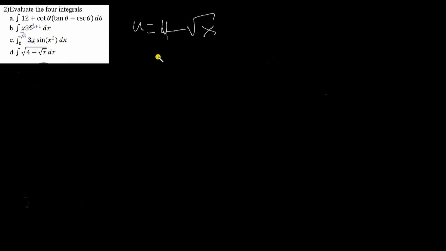And now I want to replace everything in here with u. So I'm going to solve this equation for x. So let's isolate the square root of x first. Square root of x is going to be 4 minus u. And then I'm going to square both sides. And I get x is equal to u squared minus 8u plus 16.